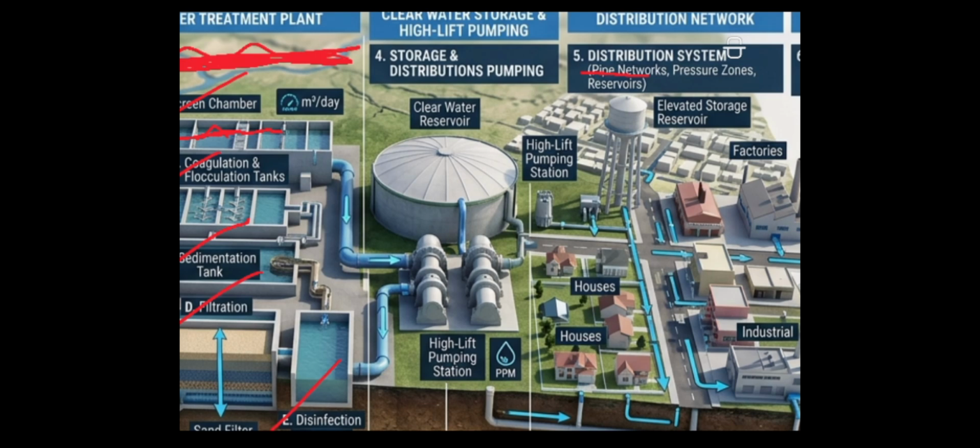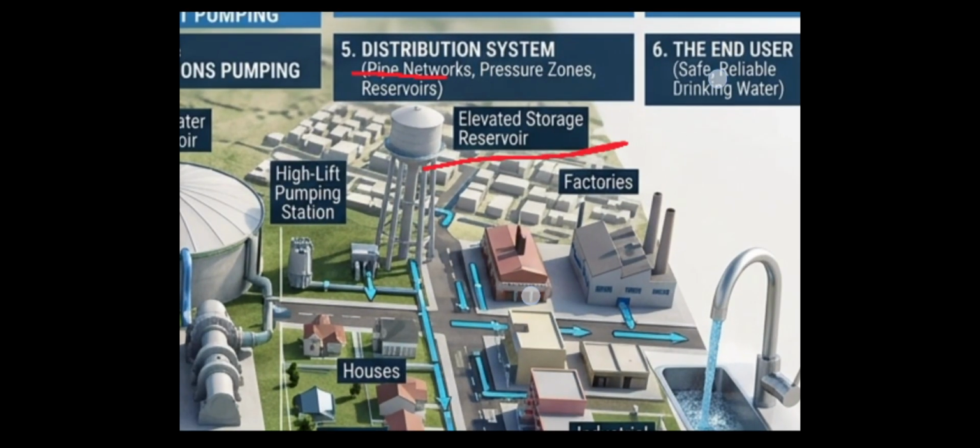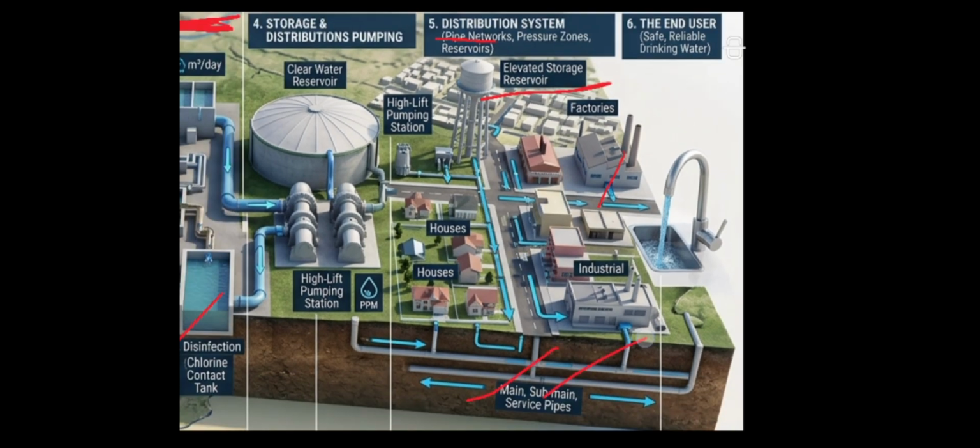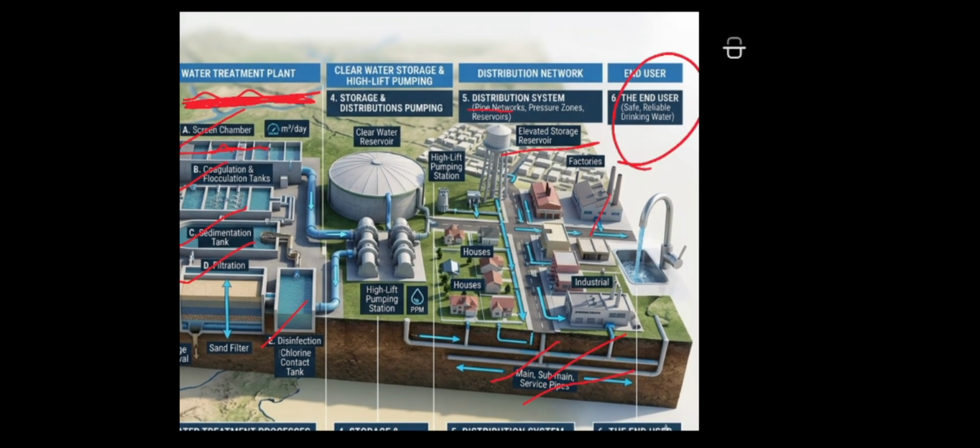For this we do have service reservoirs and elevated storage reservoirs also. Service reservoirs are nothing but we provide pressure and elevate the water into the elevated storage reservoirs and then pump it back to the pipes and networks to distribute to the end user. Okay, so overall from the intake it will be distributed via pipes and valves, etc., from main, submains and service pipes to the individual houses.